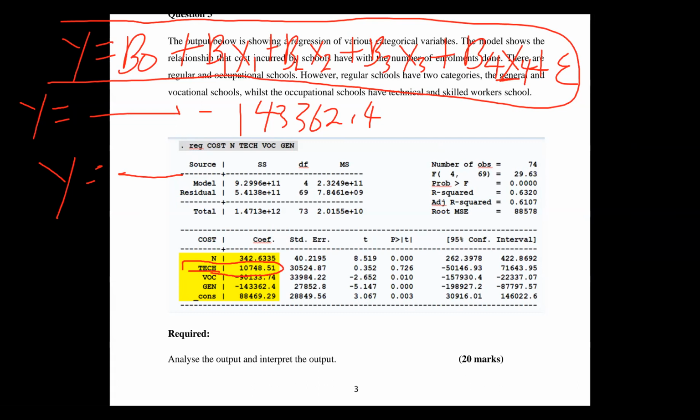Tech is the technical schools, beta 3. So maybe we can say beta 3, technical schools, putting all other variables constant, a unit increase in technical schools will increase the total amount by 10,748.51. Okay, thank you.